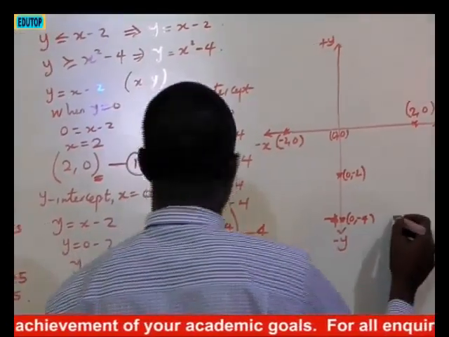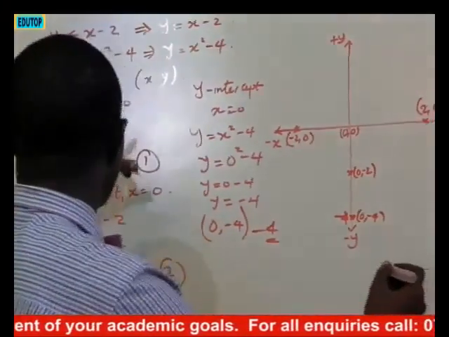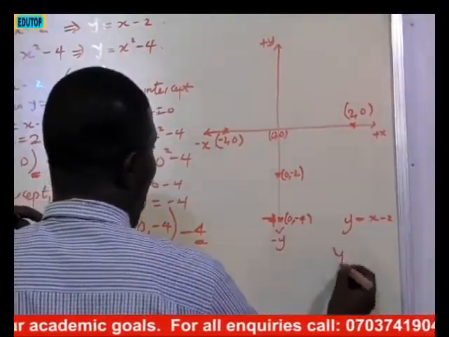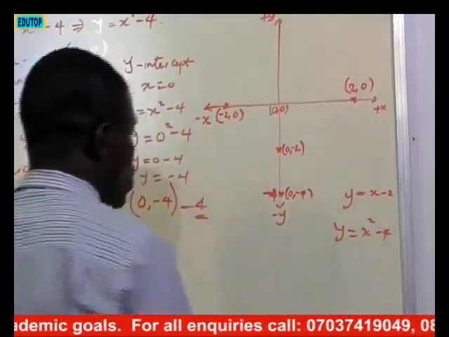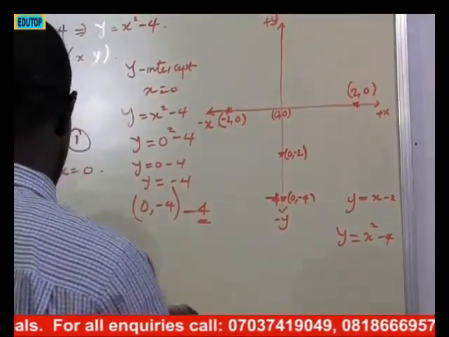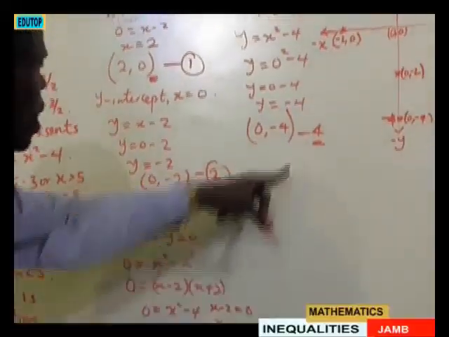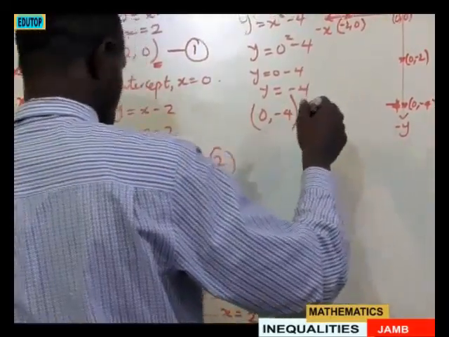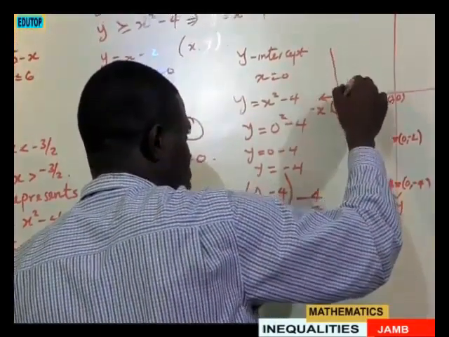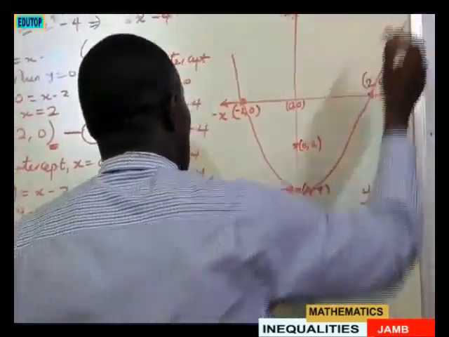The first graph is somewhere around here. That's y equals x minus 2. Remember. Then the second graph is y equals x squared minus 4. So the graph of y equals x squared minus 4 will definitely be, look at what we have as our points. Here we have this, and we have this. So automatically it's cutting across this region. So the curve can start from here. It will go through this and go through this. You can see what we have.